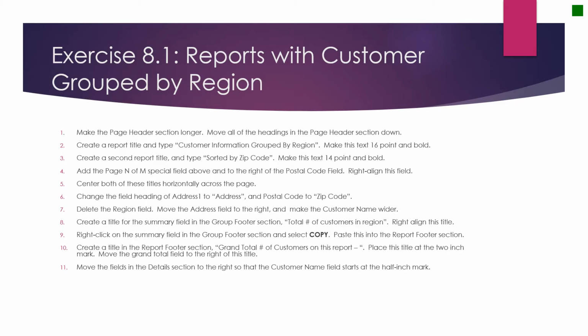We'll create a summary field in the group footer section that will tell us every time the group breaks. So in other words, every time we're about to enter into a new region, it'll give us a grand total for the previous region of how many customers were in that. And then we'll use a little trick to save us some time. If we simply copy that group total down into the report footer, it automatically becomes a grand total rather than a group total. And we'll set the labels up for that and fix the layout a little bit. And then I think we're there with exercise 8.1.